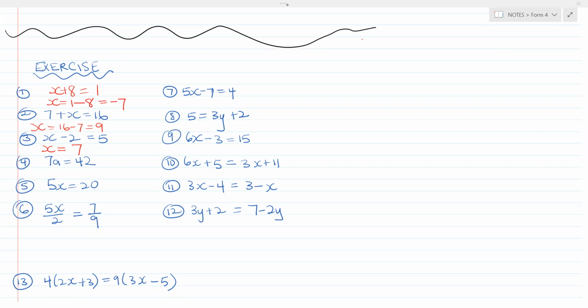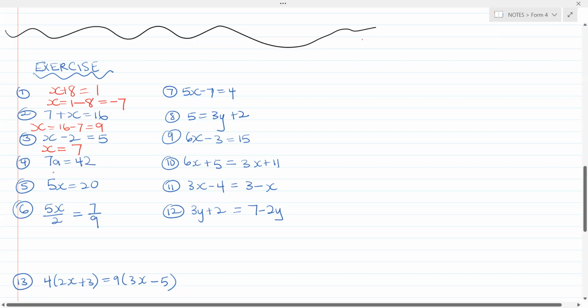All right, so 7a is equal to 42. We have to divide by 7 on both sides. So a will now be equal to 42 divided by 7, which is 6. Same thing, x would be equal to 20 divided by 5, which is 4, because the inverse of multiplication is division. Now for this one, when we have two fractions equal to each other, we can cross multiply.